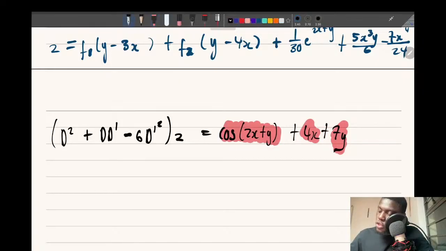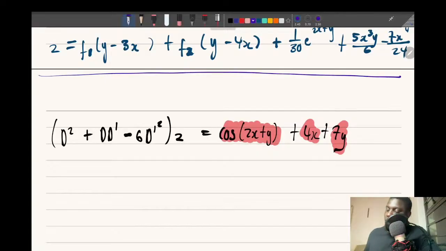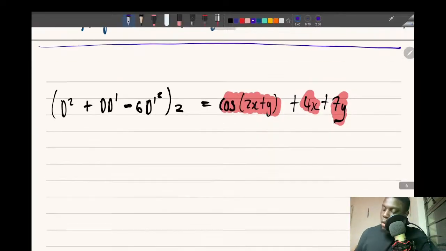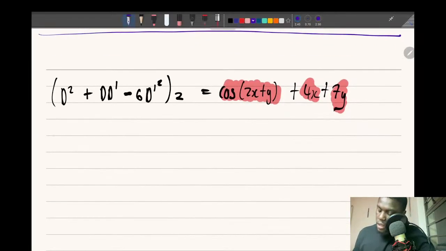So what we are going to do, first of all, complementary function, please, ladies and gentlemen. For your complementary function, you're going to say d squared plus d prime minus 6 d prime all squared of z is equal to 0. Now you're going to say again, let d equal m and d prime equal 1. What are you trying to find here?